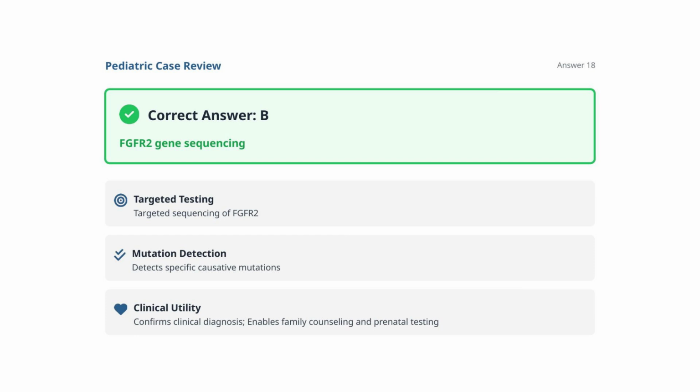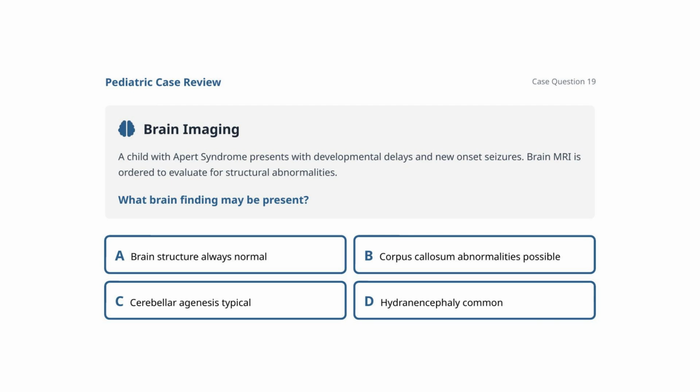Testing allows prenatal diagnosis in future pregnancies if desired. Negative results don't exclude diagnosis if clinical features are typical. A child with Apert syndrome presents with developmental delays and new onset seizures. Brain MRI is ordered to evaluate for structural abnormalities. What brain finding may be present in patients with Apert syndrome?